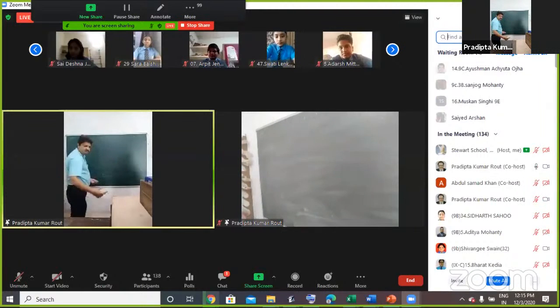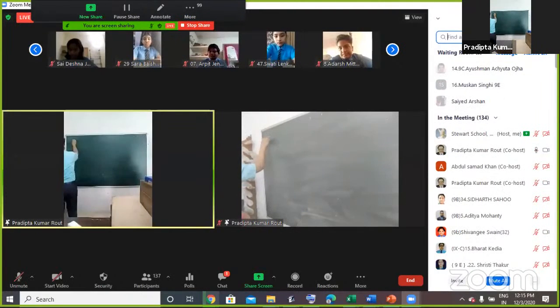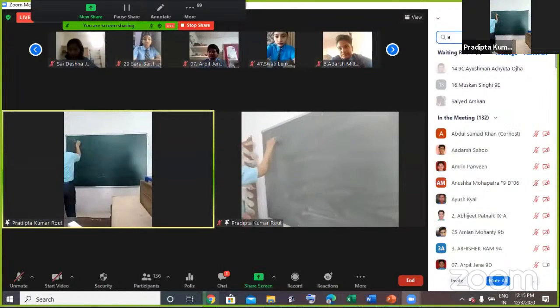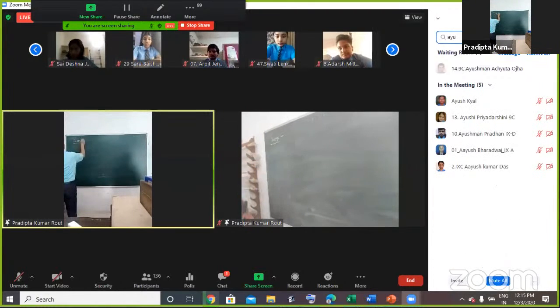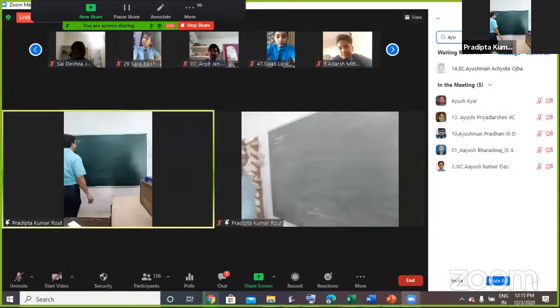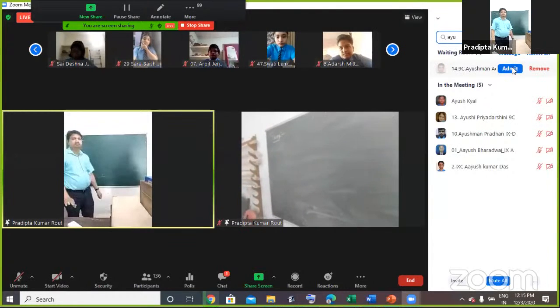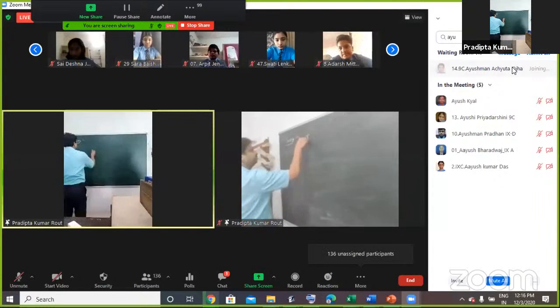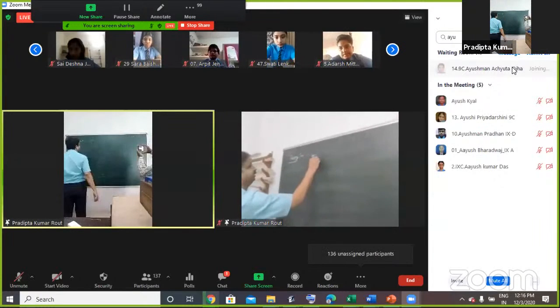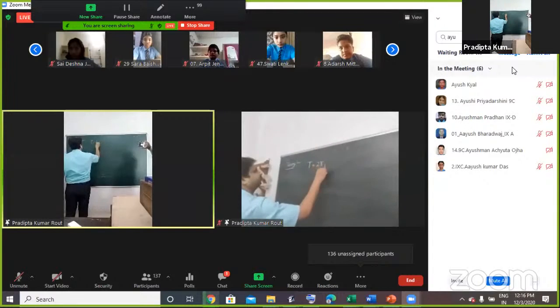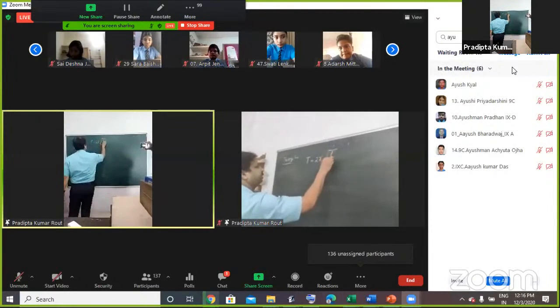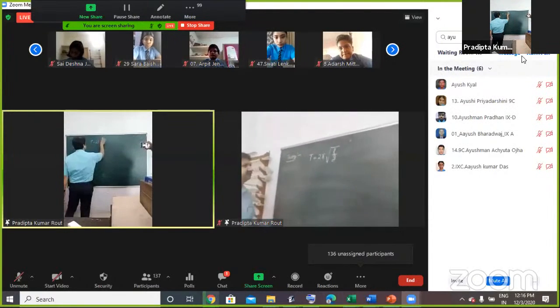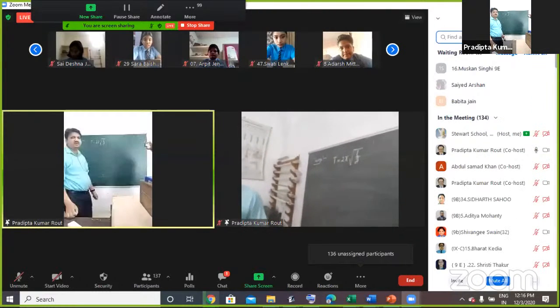Then comes the theory which is used in this experiment. Theory. Children, you know the time period of a simple pendulum. T, capital T, is the symbol used for that. It is 2 pi root over L by G. This is the expression for the time period of a simple pendulum.